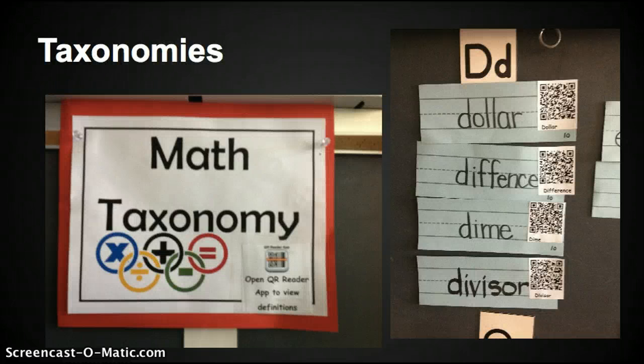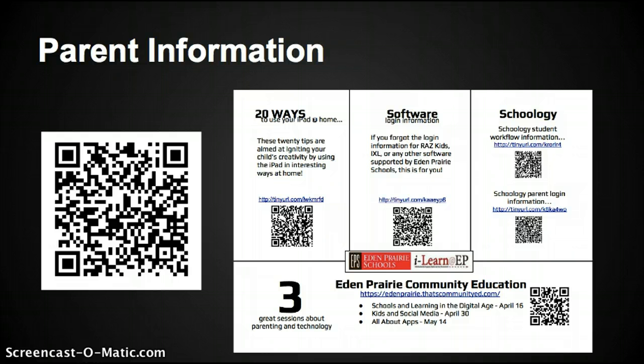How about a taxonomy? I've seen teachers use QR codes to give definitions and also visual aids that help those students. In these particular taxonomies, I also saw students doing kinesthetic activities that showed them what the meanings meant. How about parent information? Instead of multiple handouts, give parents a one-stop shop for everything that they need to know in your classroom.